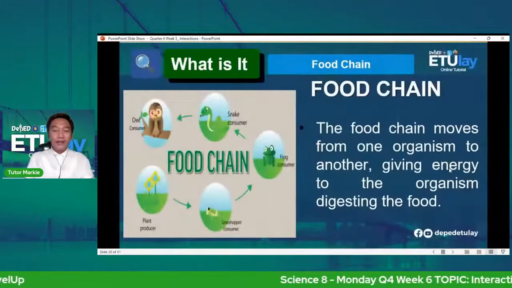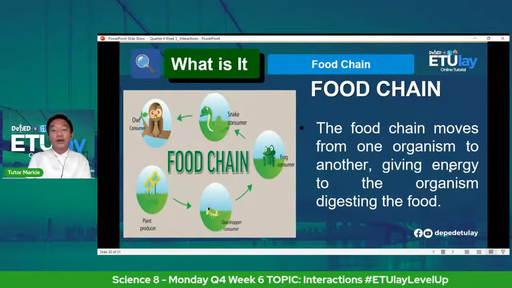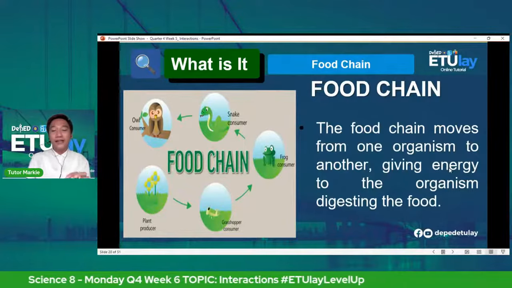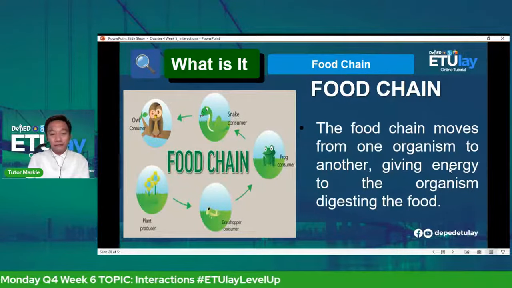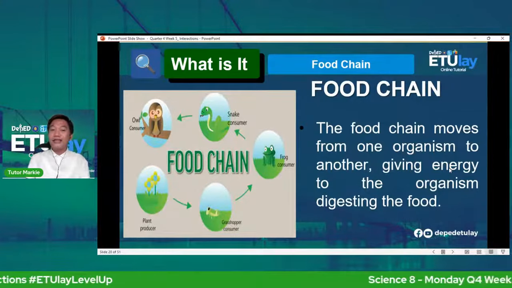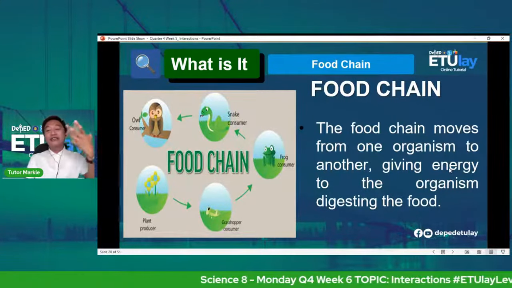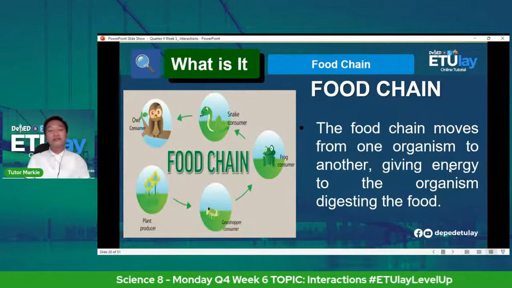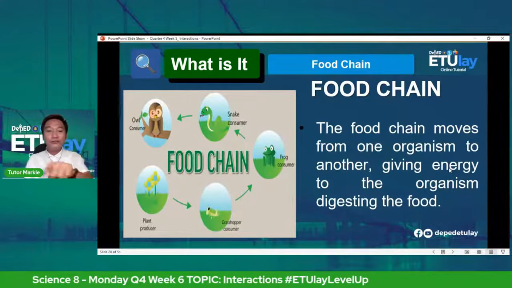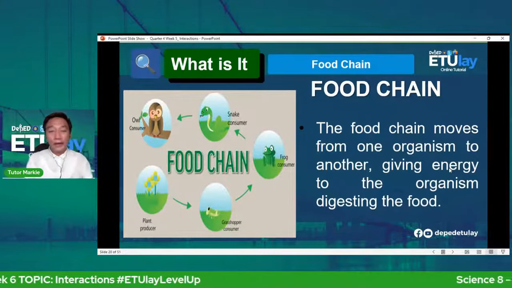So another description when we talk about food chain. So the food chain moves from one organism to another. So just like here in the picture, we have the different organisms from the plants to grasshopper to frog to snake down to the owl. So giving energy to the organisms by digesting the food. So meaning to say, as a food chain, as you can see here, si producer yung first step.